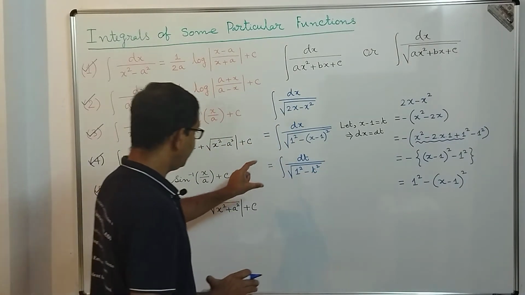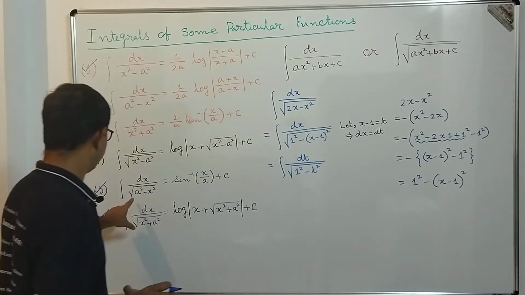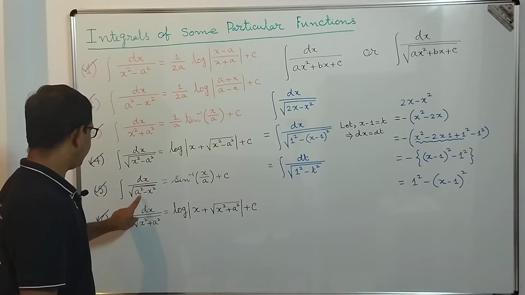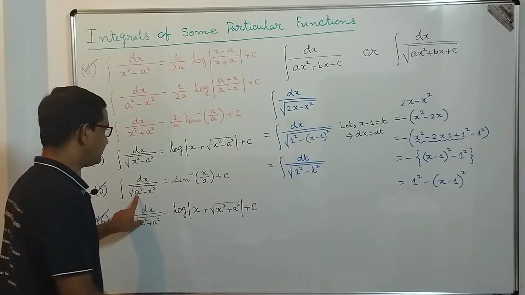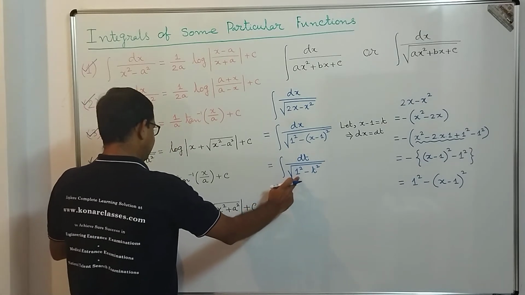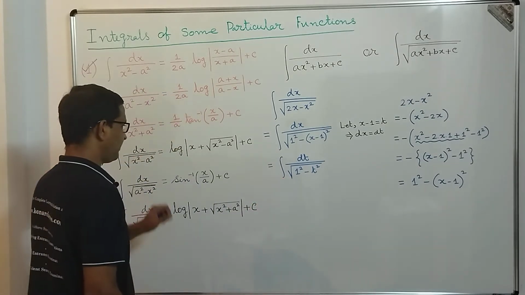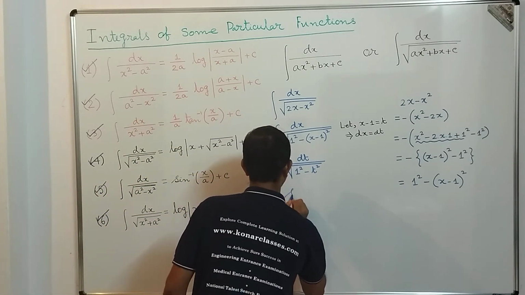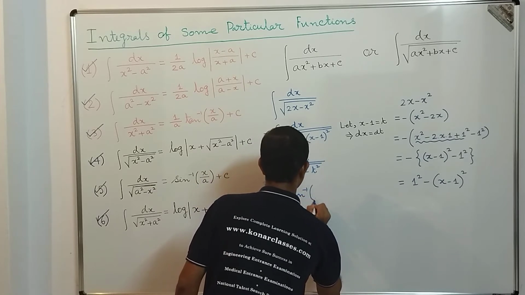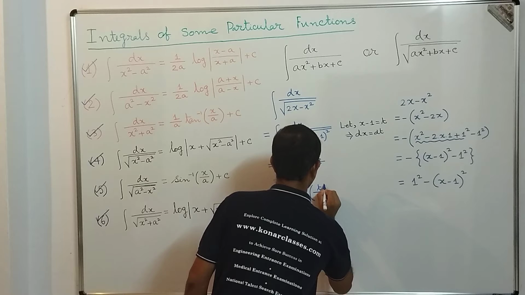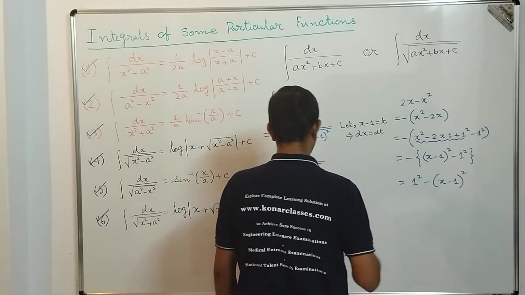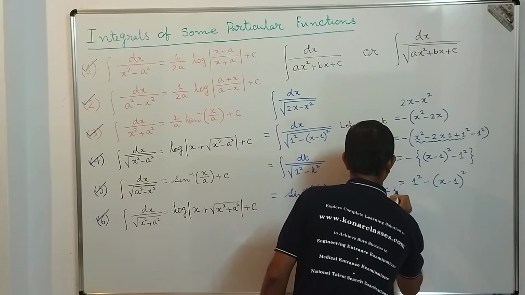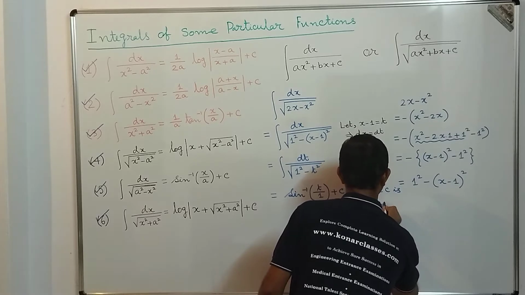So now if you look into this integration, it is of the form of formula number 5, that is dx by square root of a square minus x square, where a is nothing but 1 and x is nothing but t. If we apply this formula, then what is the value of this integration? It is sine inverse t by 1 plus c, where c is the integrating constant.